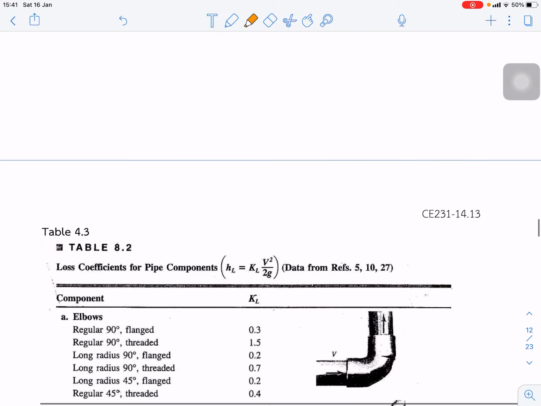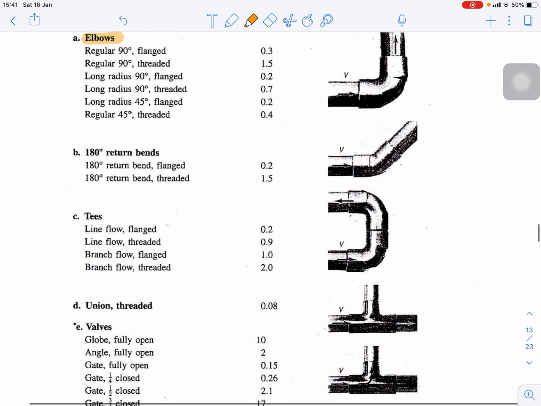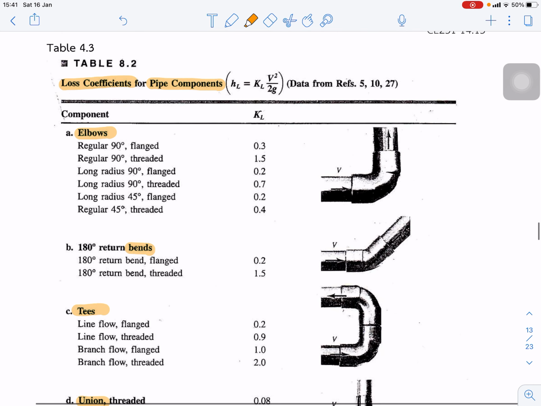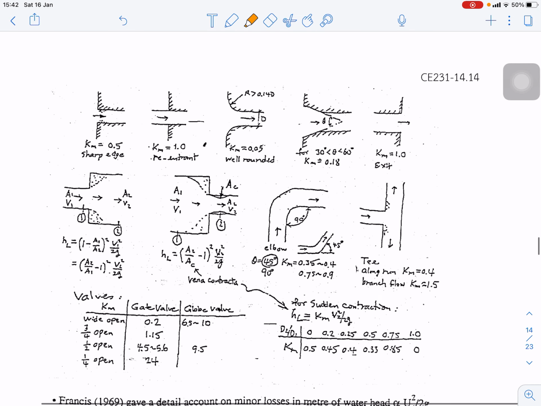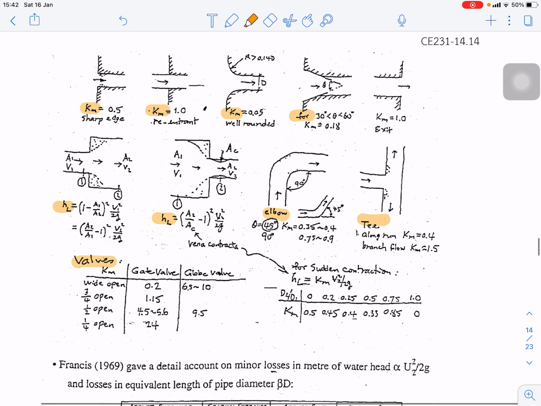And this table shows the loss coefficient for different pipe components, for the elbow, the bend, tee, and union. We can use this to find the KL loss coefficient for each pipe component. It's the same for the entrance, different K for the different entrance, and for the expansion and contraction, for the elbow, and for the tee, and this for the valve.